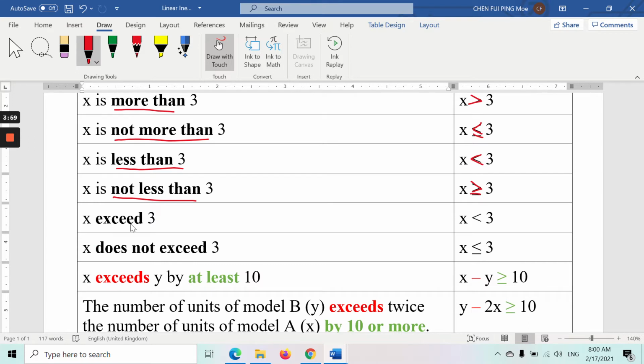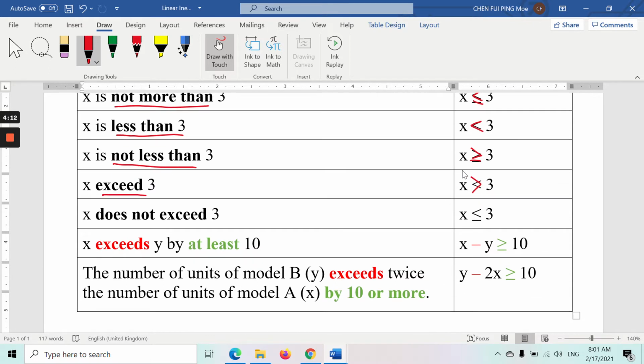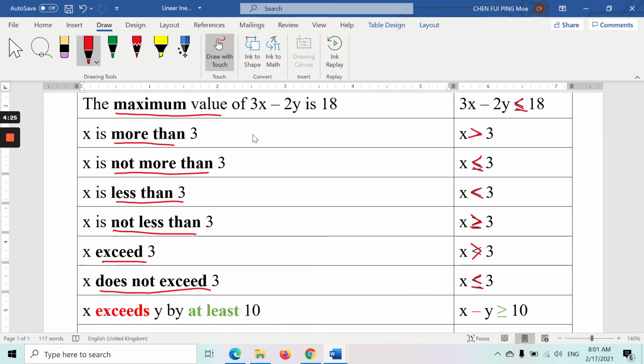And then x exceed, x 超过3. X exceed 3. Oh, this one make correction. X exceed 3, this one is greater. Make correction here, I typed error. So x exceeds 3. X melebihi 3. Meaning that x does not exceed 3, tidak melebihi 3. So kurang termasuk.